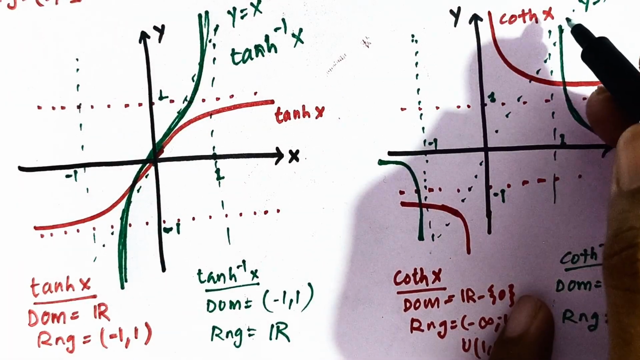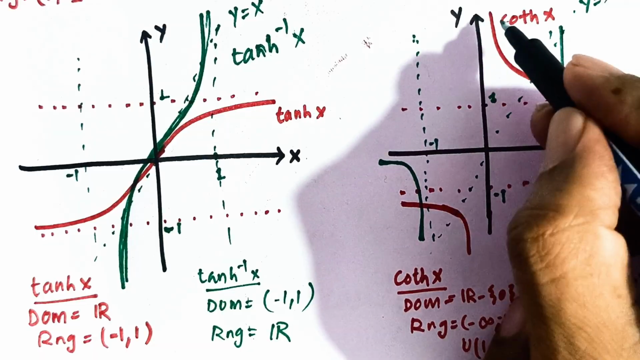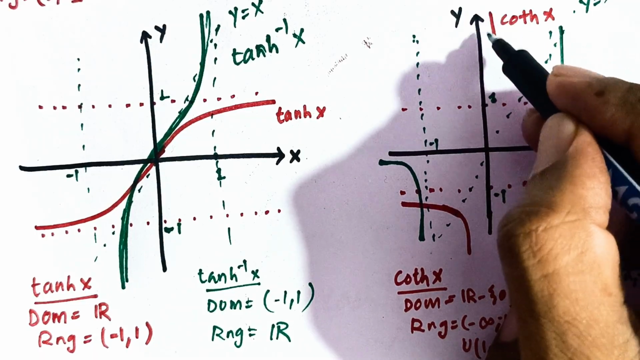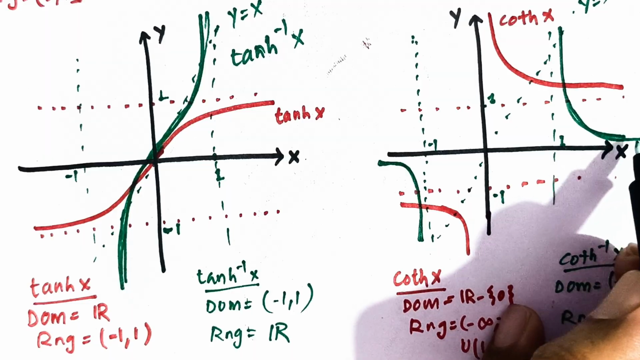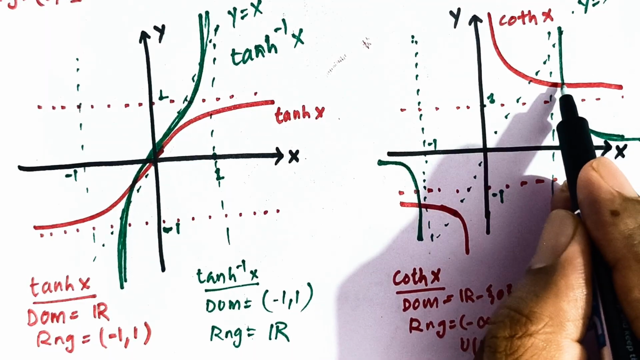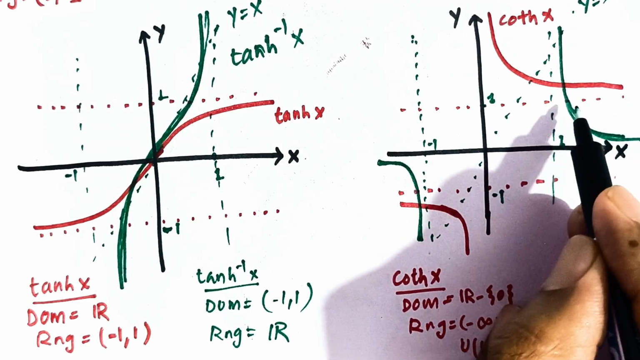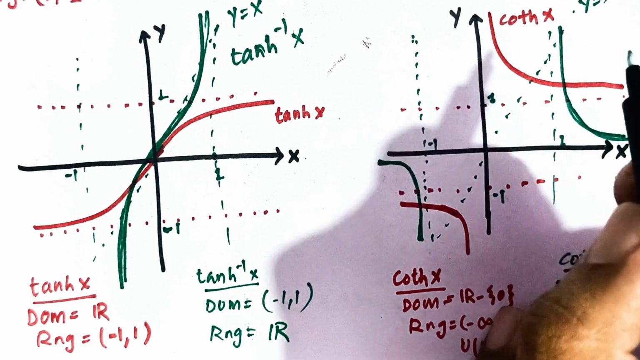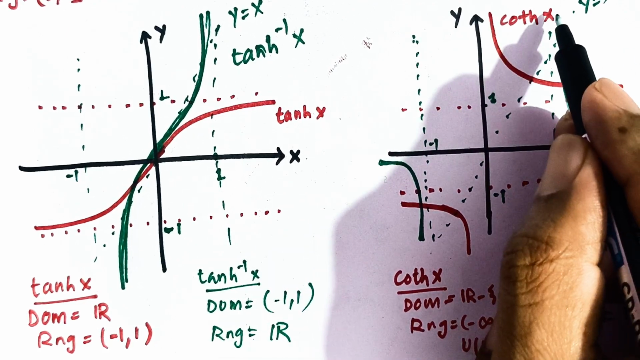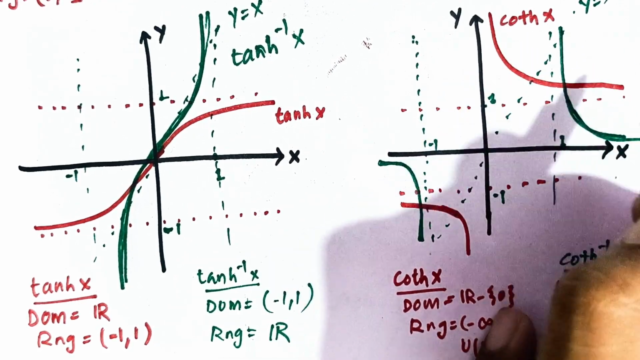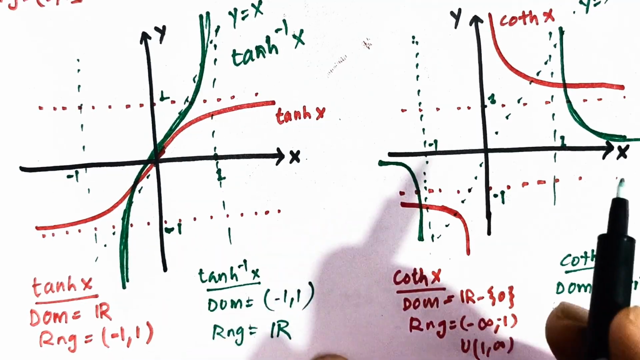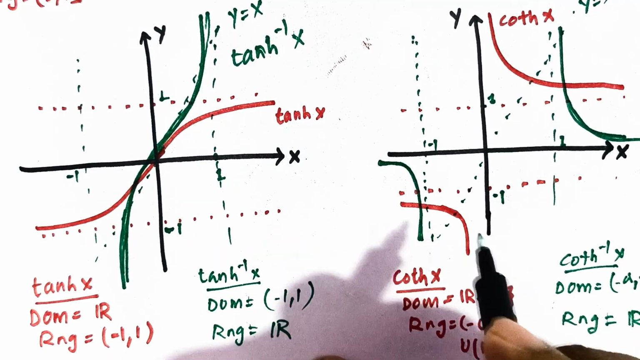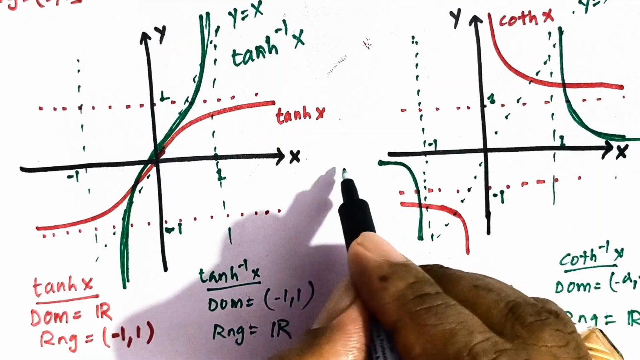See, you must understand what I have done here. This curve approaches the y-axis, so its reflection will approach the x-axis. And this curve approaches the y equals 1 line. So when you reflect, that must approach the x equals 1 line. That's it. On the negative side, the same thing. The curve that approaches the y-axis, here that will approach the x-axis.